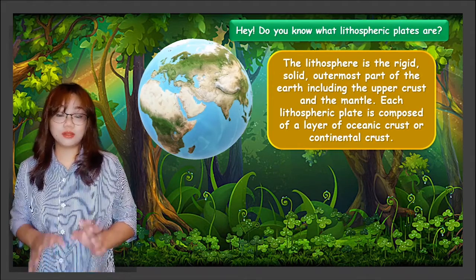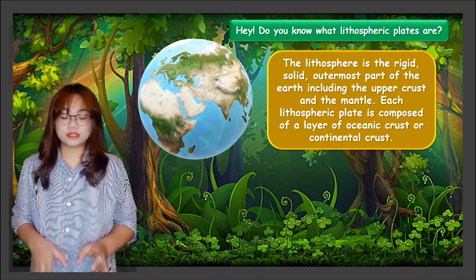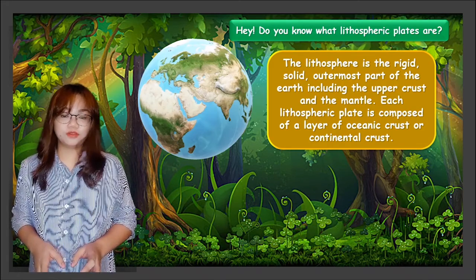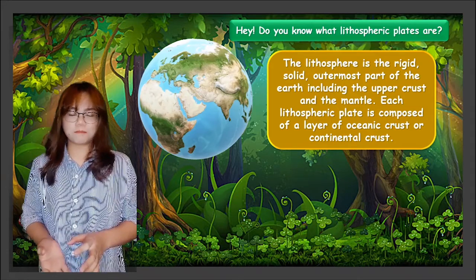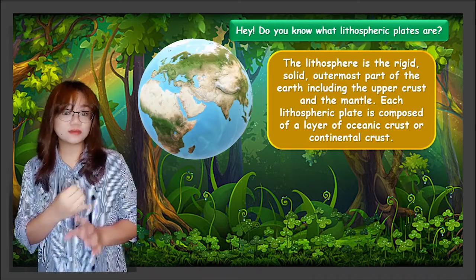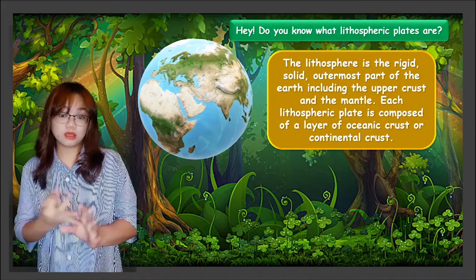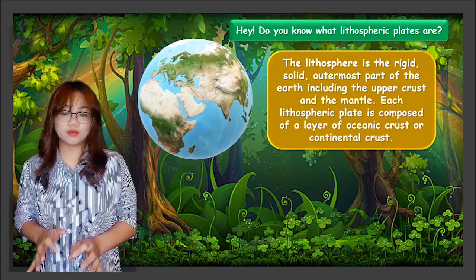Well, actually, the lithosphere is the most rigid and solid outermost part of the earth, including the upper crust and the mantle. So if you could just remember the very basic layers of the earth, we have the crust, we have the mantle, and the core. So lithosphere is just somewhere between the upper crust and the mantle.